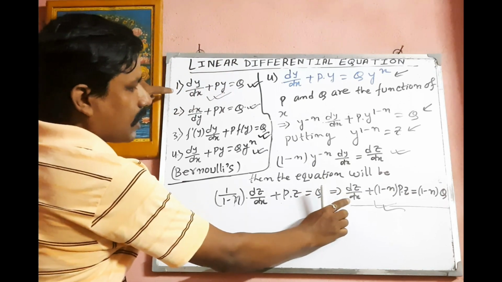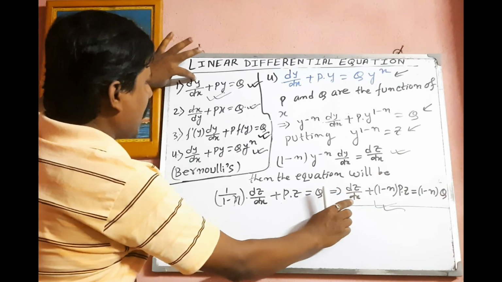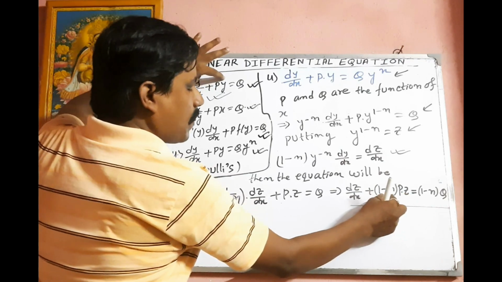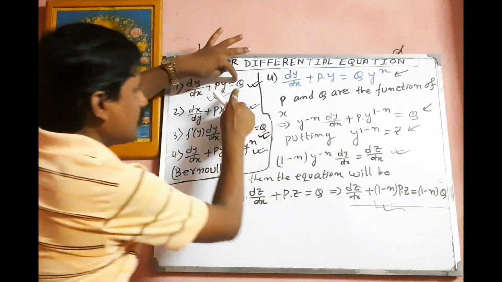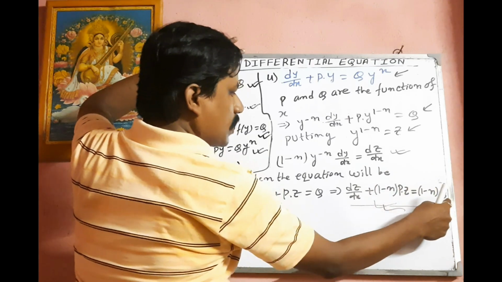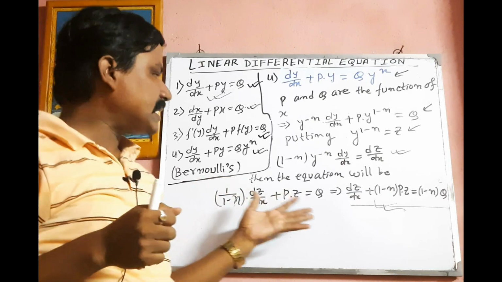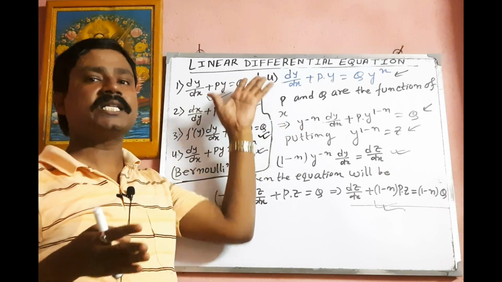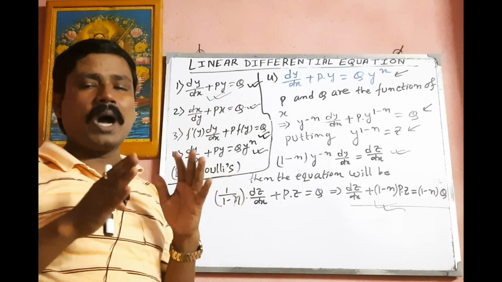Here y is replaced by z, dz by dx, and p is there, and 1 minus n will be the constant part, and q is a function of x. Here q is a function of x multiplied with the constant 1 minus n. So this kind of equation will be solved the same as the first kind. So the fourth type of equation will be converted into the first type of equation.